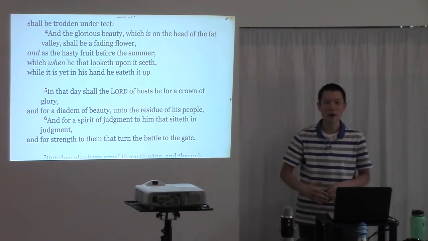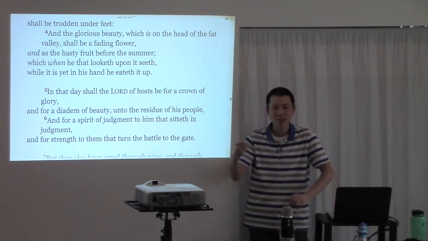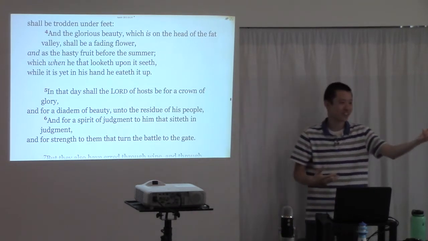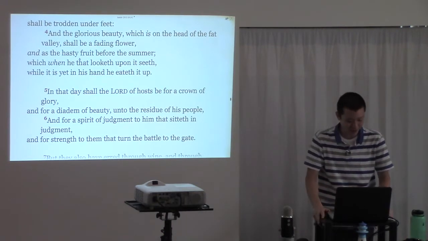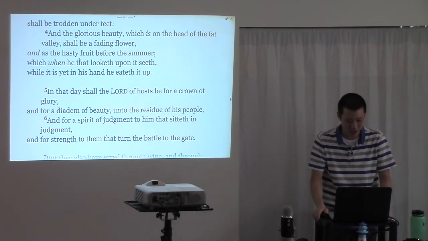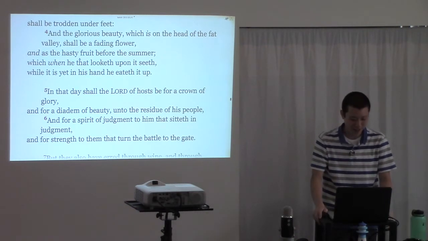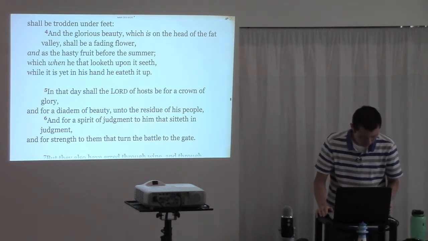So remember how I talked about before, us being a crown of glory, our righteousness. But our righteousness is actually Christ's righteousness. So our righteousness is actually the Lord. And that's why it's interesting there in verse 5, it says that the Lord of hosts is our crown of glory, because it's only through him that our righteousness is even acceptable in his sight.